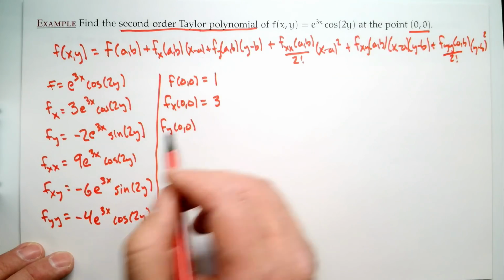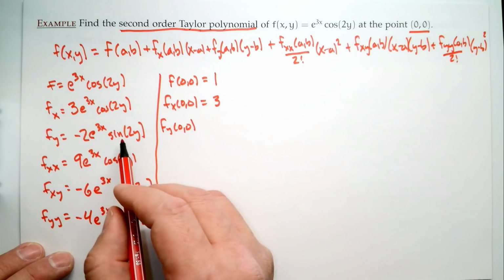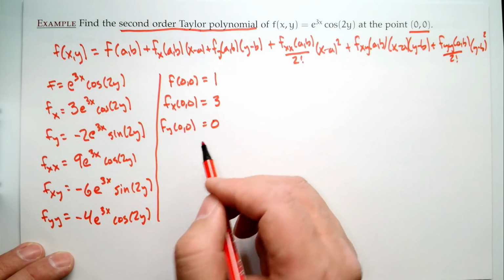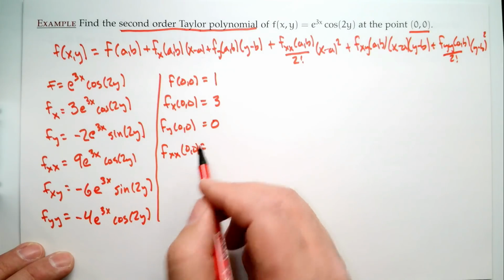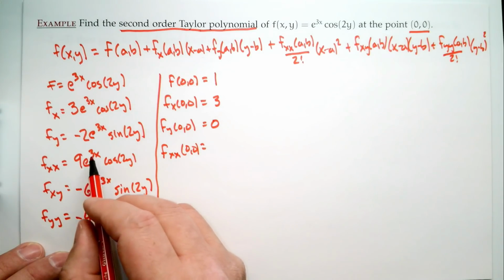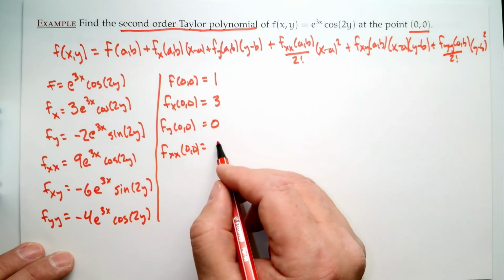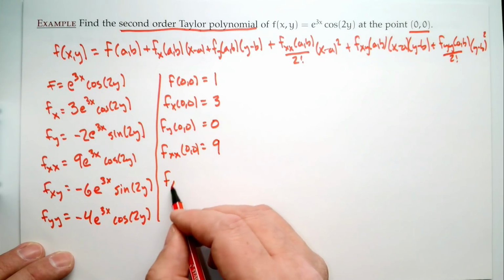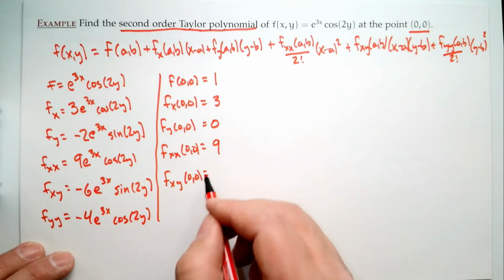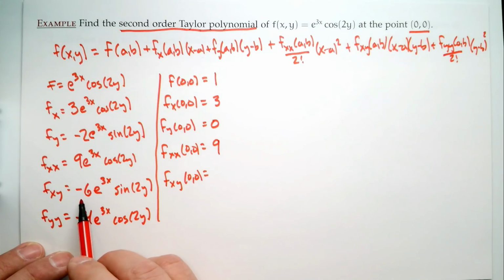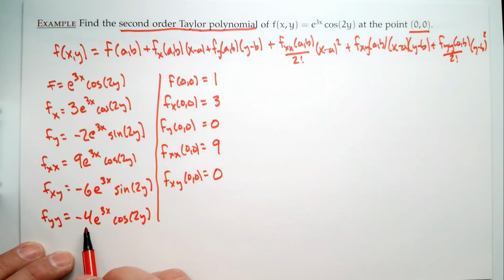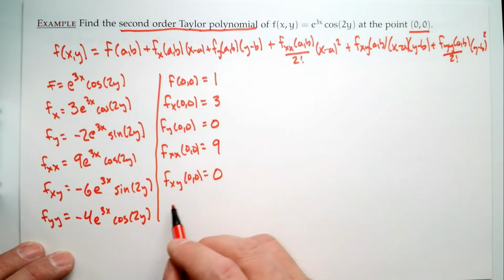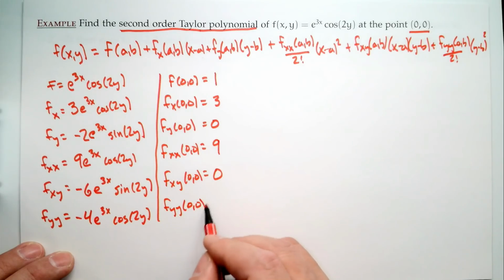Fy at 0, 0, that'll be minus 2 times e to the 0 times sine of 0, which, since sine of 0 is 0, makes the whole thing 0. Fxx at 0, 0, that'll be 9 times e to the 0, which is 1, times cosine of 0, which is 1. So that gives us 9. Fxy at 0, 0, well, that'll be minus 6 times e to the 0, which is 1, times sine of 0, which is 0. And fyy, minus 4 times e to the 0 times cosine of 0. So that's minus 4 times 1 times 1. That gives us minus 4.